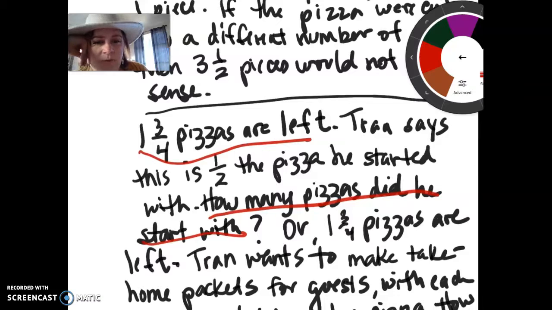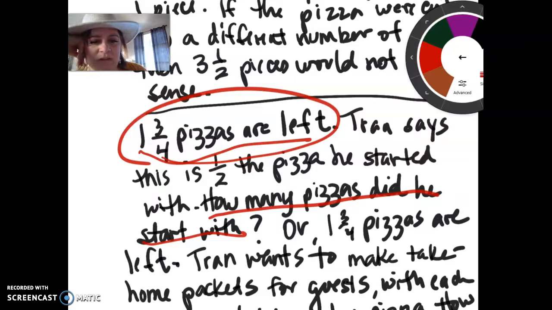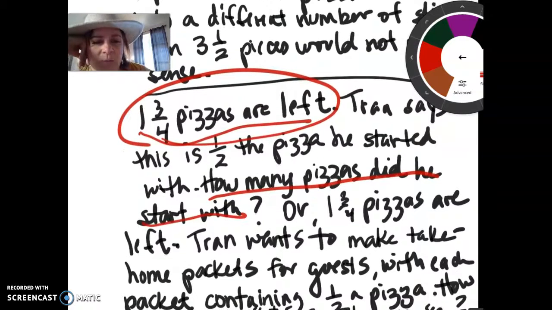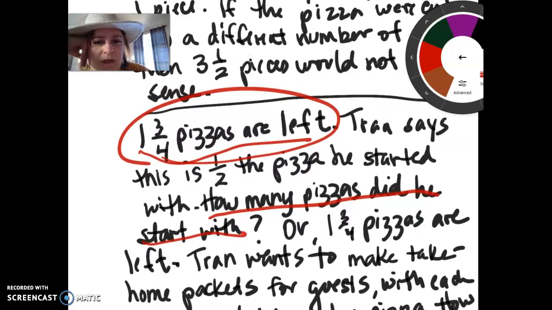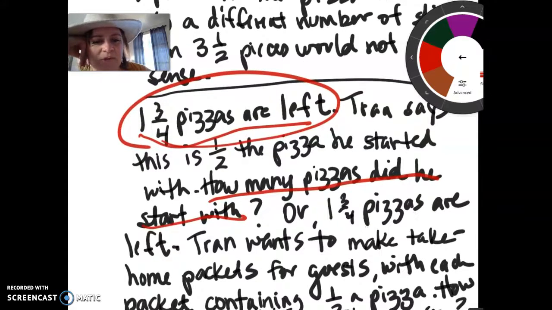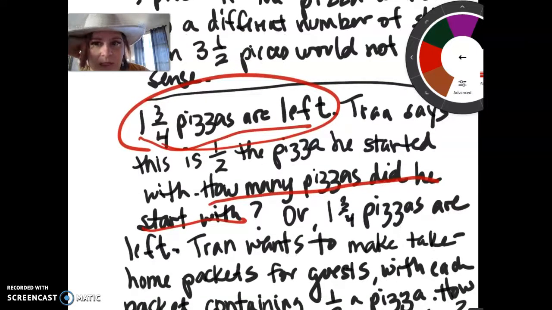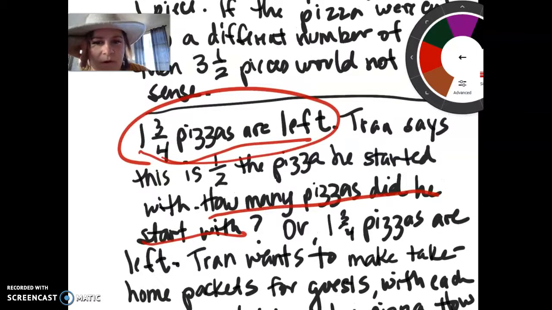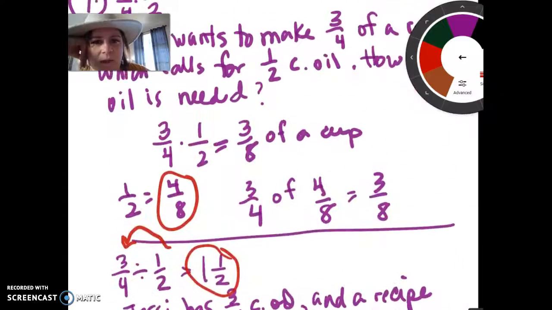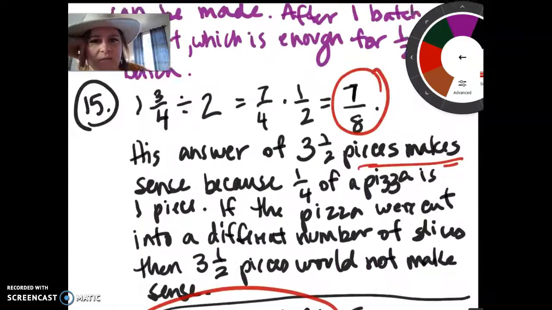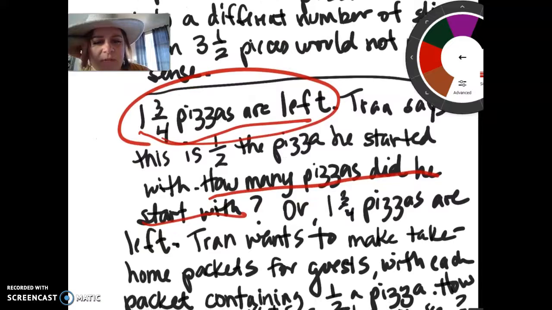Or you could think of it as 1 3/4 pizzas are left, right? So Tran wants to make take-home packets for guests. Here's another problem. Think of it this way. He makes take-home packets for guests with each packet containing half of a pizza. How many packets can he make with the 1 3/4 pizzas? Or how many pizzas can he make with what he starts with. So hopefully that makes sense a little bit.